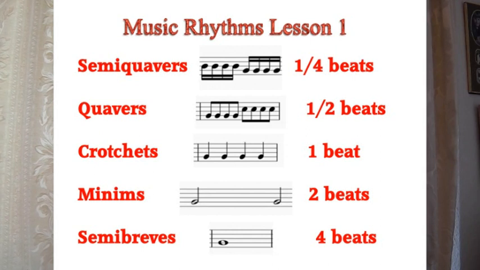Underneath that, we've got the white notes there with the gap in the middle. They are 2 beat notes, and each one of those is worth 2 beats, and they are minims. And then at the bottom we've got the semi-breves, and they are 4 beat notes, and they're just a circle without any stem, and that just means they are semi-breve and they're worth 4 beats.